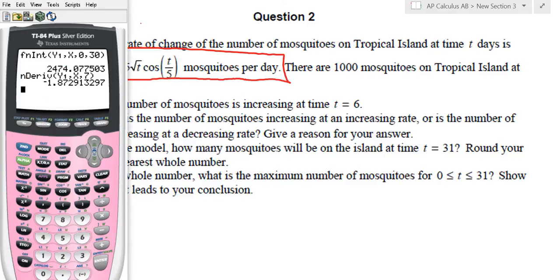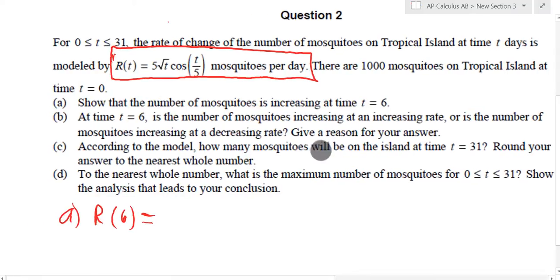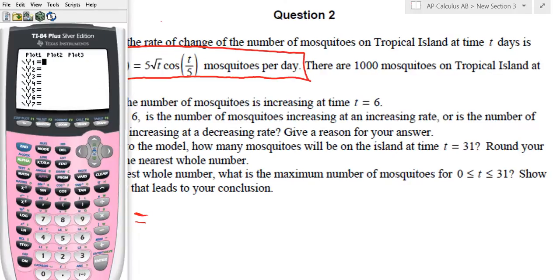So just to review all that, we're going to go to y equals, and we're going to put in this function so that we don't have to mess with it too much. So we're going to put in 5 square root x, times cosine, x over 5. There we go.